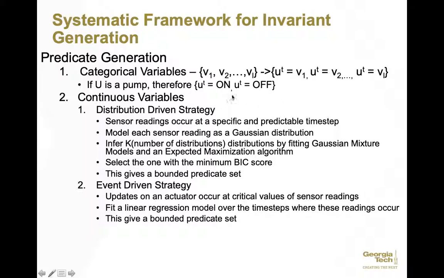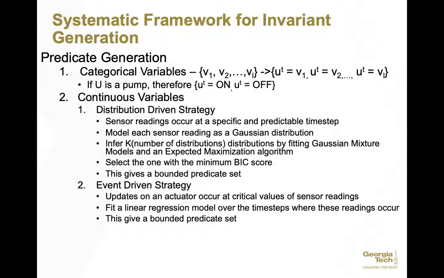The harder one is the continuous variables, which represent sensor readings on an infinite domain and are meaningless and prohibitively expensive to compute. Therefore, there are two different strategies that the authors have come up with. The first is the distribution-driven strategy, and the second is the event-driven strategy. The distribution-driven strategy uses the industrial control system's control state to utilize the fact that the update of a sensor reading is at a specific and predictable timestamp. And this can be modeled as a Gaussian distribution in the data logs.